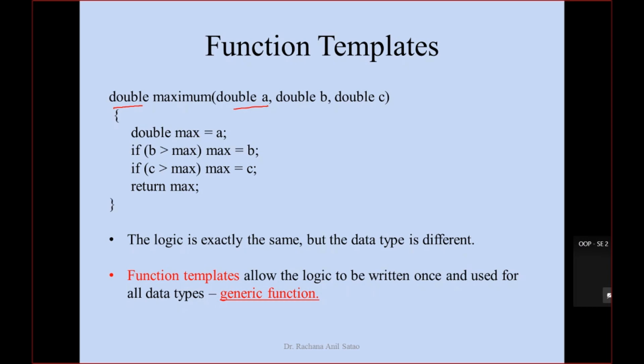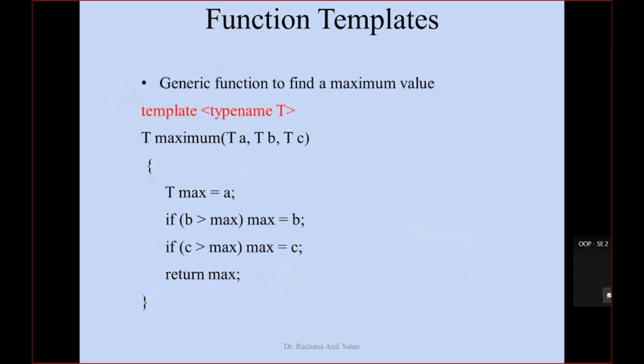So function templates allow the logic to be written once and used for all data types, and this is called a generic function. If someone is telling you to write a generic function, you should go for templates in C++. Remember this, these are the same words, generic function and function templates. Both are the same. Now why is the word generic attached to it? Because we are writing a function which will work for any data type.